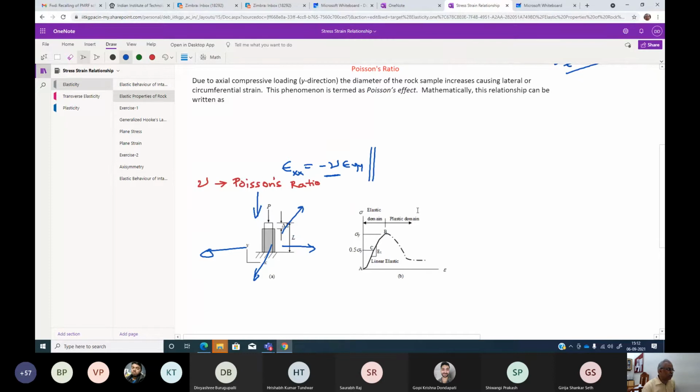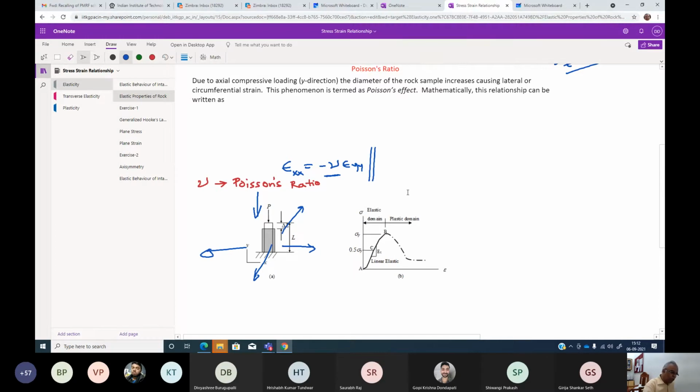Otherwise, if you're taking the absolute value, then the negative sign is not required. Okay. So these are the two important properties. One is modulus of elasticity, and another is Poisson's ratio. These are the two important elastic properties.